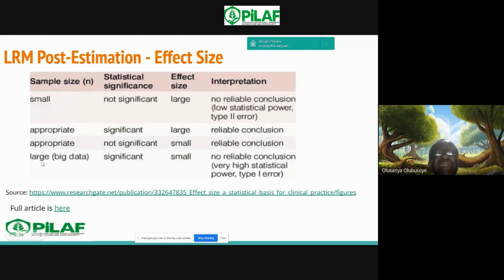However, if you have a very large sample, now that we talk of big data, and it's significant because a large sample also could induce significance, seriously. But if the effect size is small, the result is not reliable. Even though the statistical power is very high, you are likely to commit type 1 error.